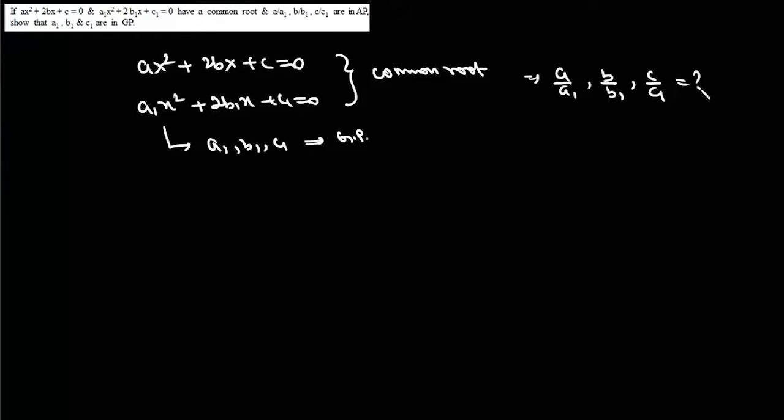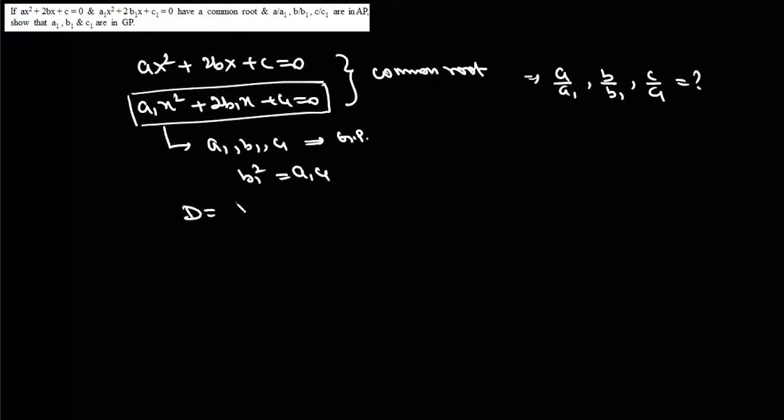So when the question is given like that, we know that for this second equation a1, b1, c1 are in GP. That means b1 square equals a1 c1. Now if we find the discriminant for this equation, 4b1 square minus 4a1c1, it will be 0. So it simply means that the roots of this equation are equal. So this equation will have two equal roots, alpha and alpha.